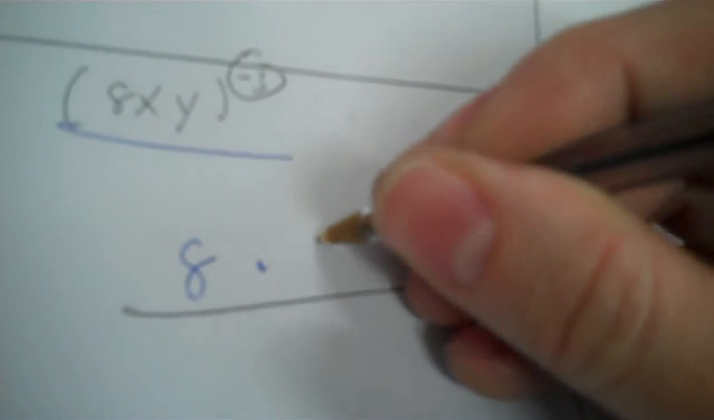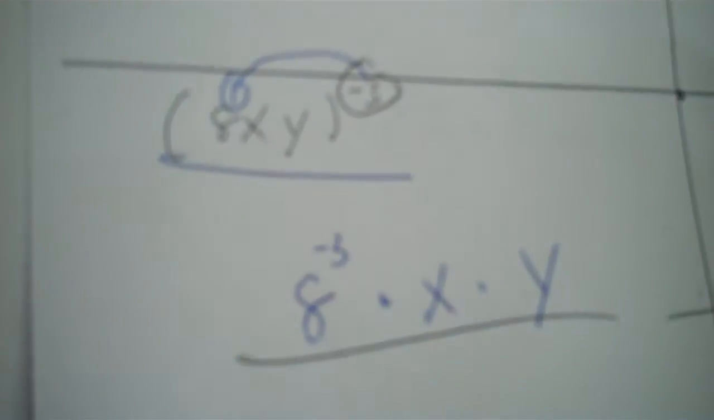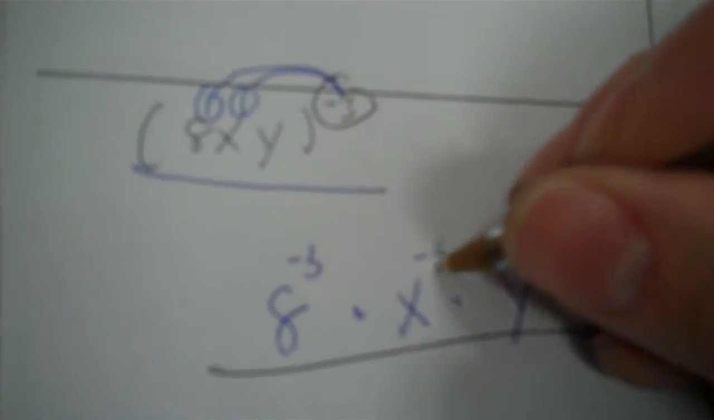Okay, next expression. We have a parentheses. Inside we have 8xy, and outside we have a negative 3rd power. So number base, you got 8, you got x, you got y. Only one of each, so there'll be no plussing of the exponents. So 8 to the 1. So 1 times negative 3 is negative 3. Then x to the 1, 1 times negative 3 is negative 3. And then 1 times negative 3 is negative 3.